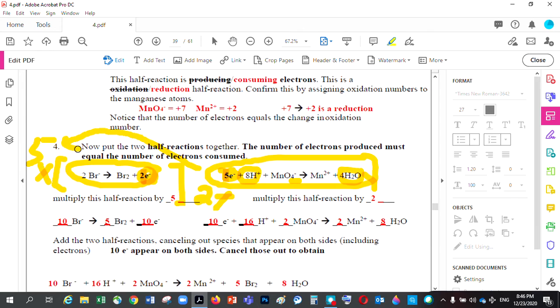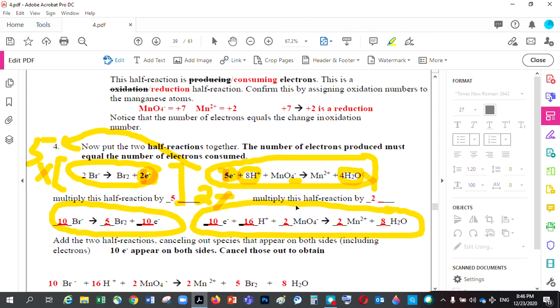Use it here. So now I have the bromine equation here. 5 multiplied by 2, 10 bromide ions, give us 5 bromine gas plus 10 electrons. And here 2, 10 electrons, 2 multiplied by 8, 16, 2 manganese, 2 multiplied by permanganate, by manganese 2 positive cation and 8 H2O. Now I have, this is a reduction, this is an oxidation.